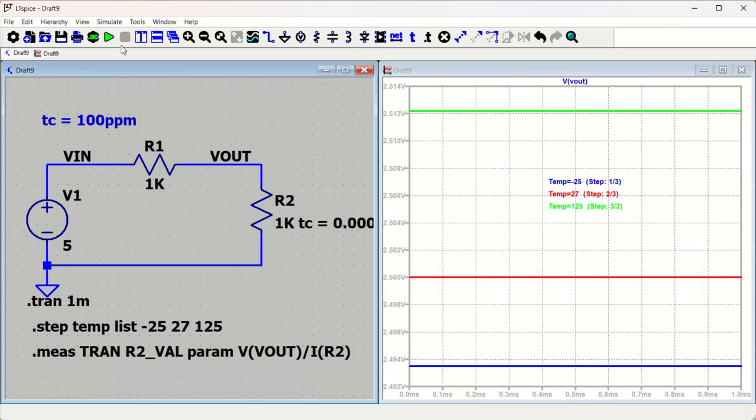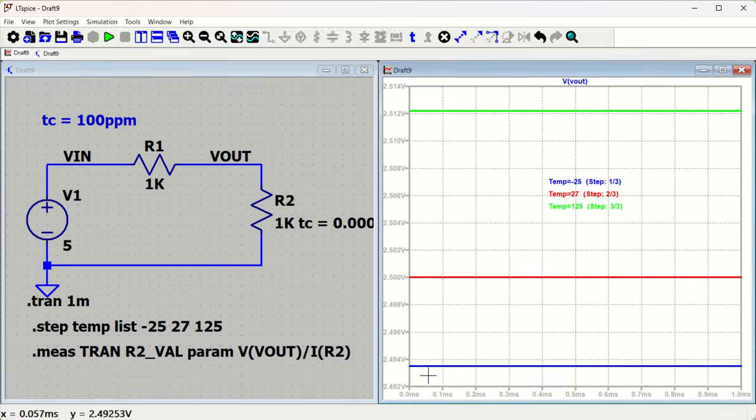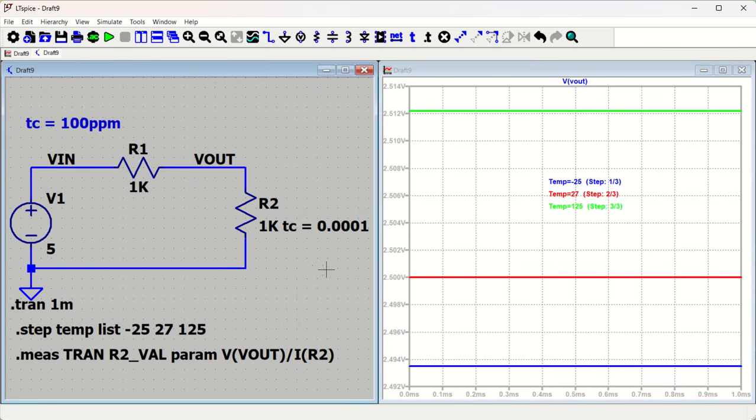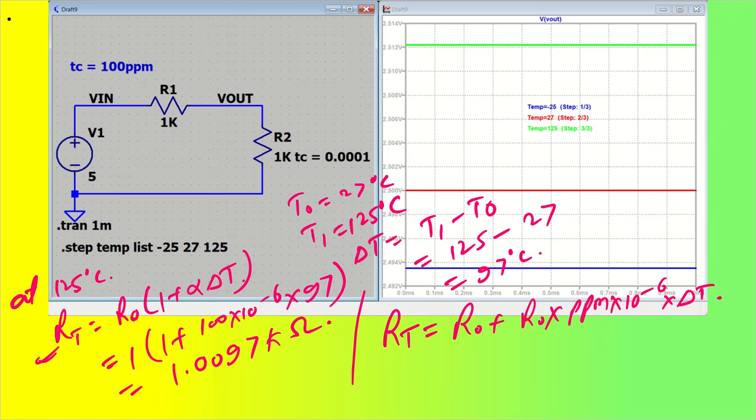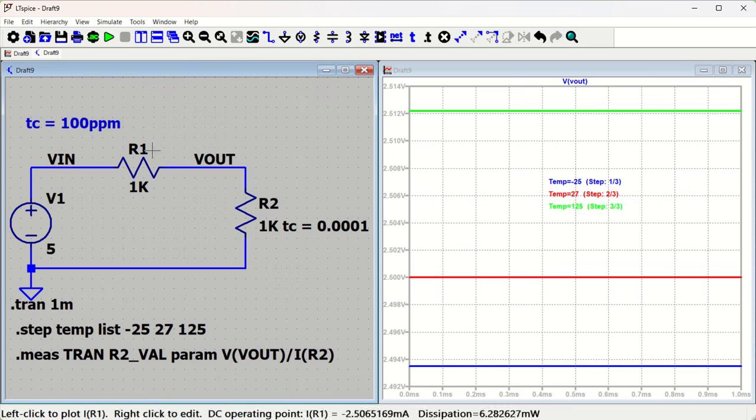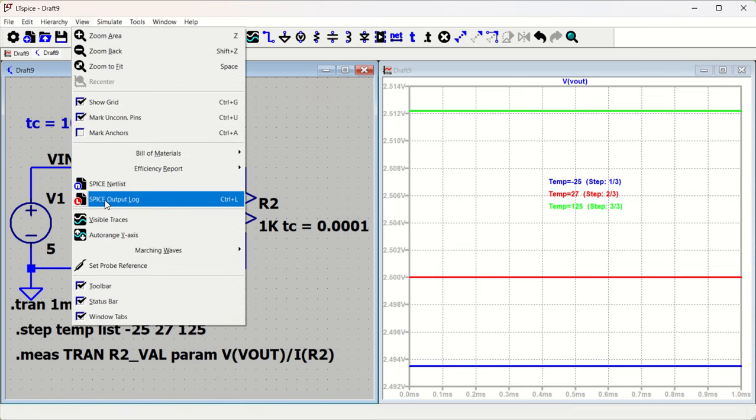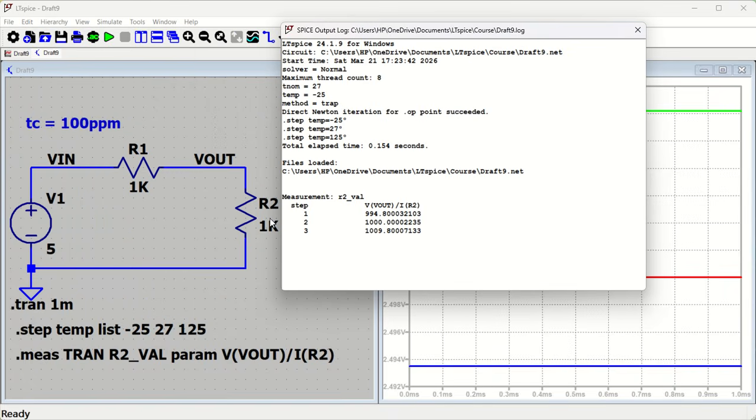Alright, so now if you run, you are going to see three different values of resistors at three different temperatures, and the measurement values of each of the resistances. One of them should be 1.0097 kilo ohm, that is 1009.7 ohm. Okay, so let us go to view, and we can see the SPICE output log, and we can see that at the highest value it is 1009.8 ohm, at 27 it is 1000. Okay, and at minus 25 it is 994.